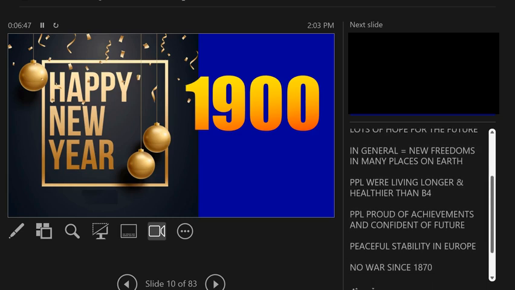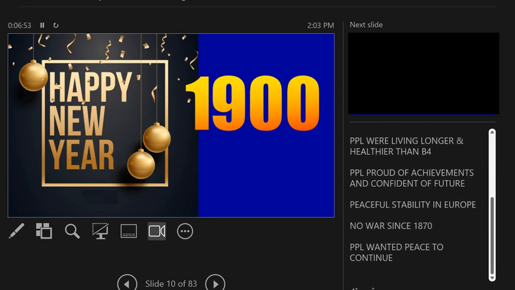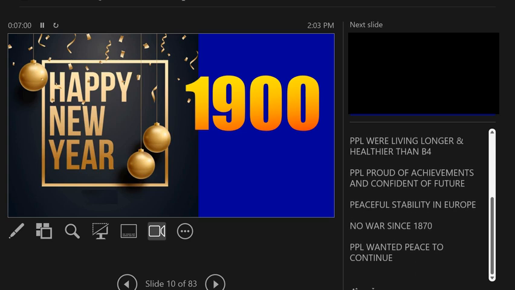In general, there were new freedoms in many places on earth. People were living longer and healthier than ever before. People were proud of the achievements and confident of the future. And we had a peaceful stability for a while. There was no war in Europe since 1870, and people wanted that peace to continue.